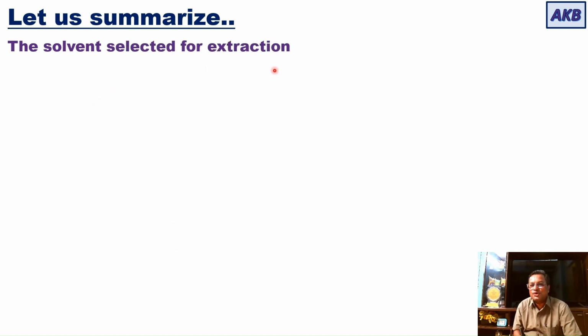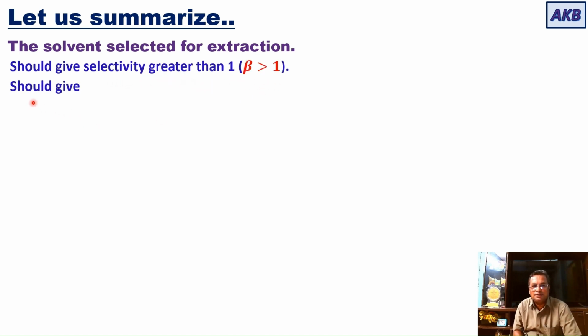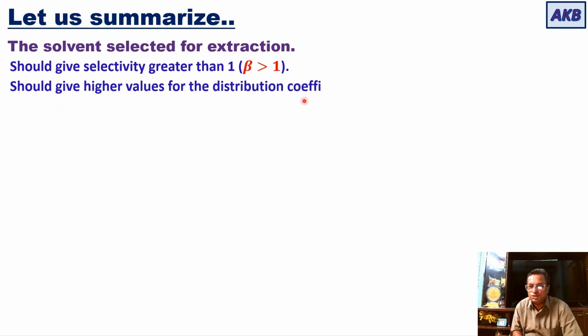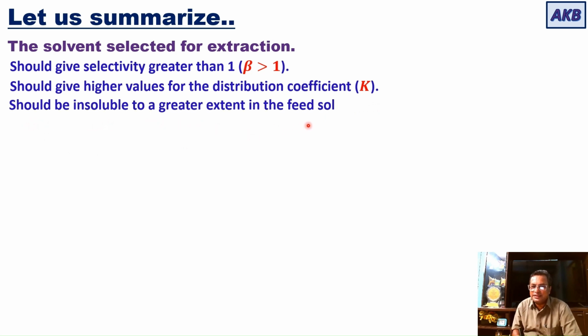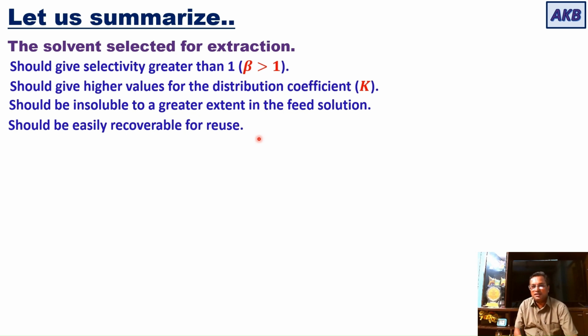So finally, let us summarize all these points. The solvent selected for extraction should give selectivity greater than 1, that is beta greater than 1, and should give higher values for the distribution coefficient, that is K. It should be insoluble to a greater extent in the feed solution of A and C. It should be easily recoverable for reuse by using other mass transfer operation, and the most frequent one is distillation. I have told you what points you need to consider if you are using distillation for recovering the solvent.